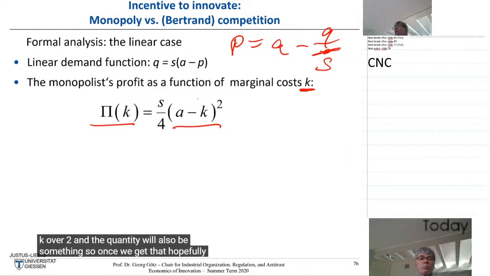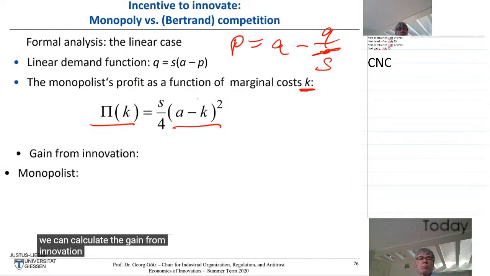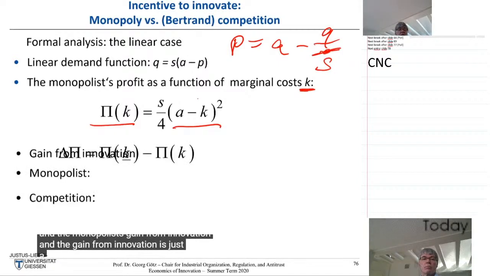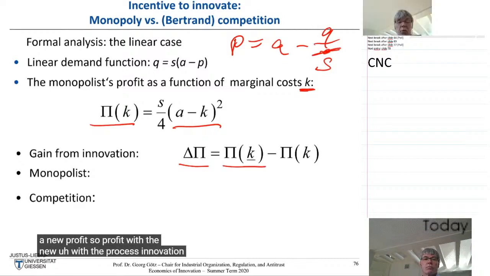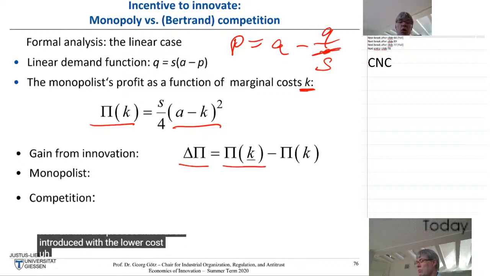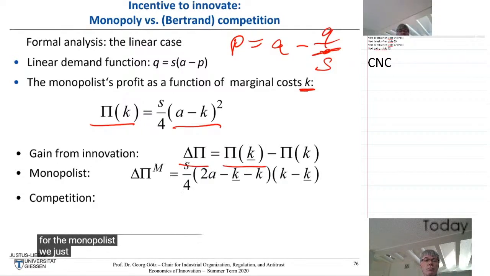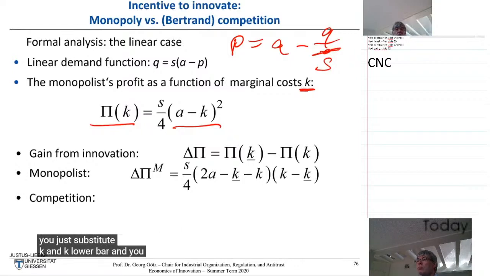Once we get that, hopefully it has been clear, we can calculate the gain from innovation. The monopolist's gain from innovation is just new profit, with the process innovation introduced with the lower cost, minus profit with the old technology, and this is delta pi. For the monopolist, the gain is just this expression. You just substitute K and K lower bar, and you get this expression.